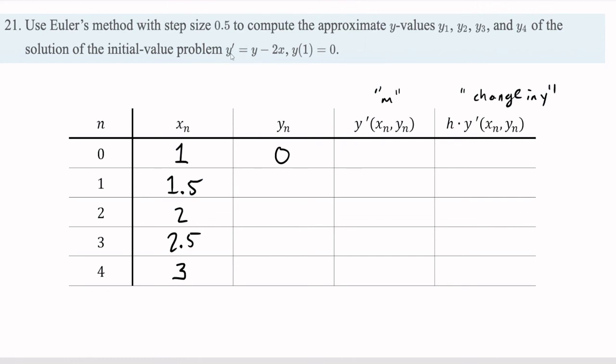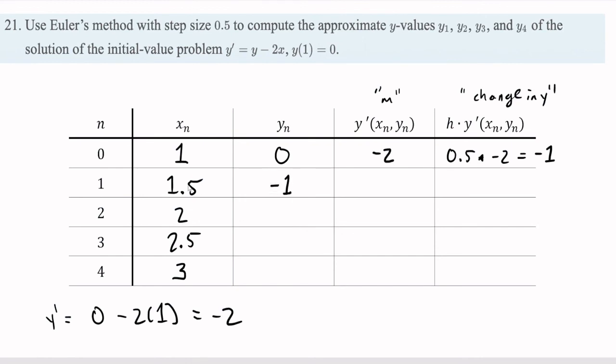We get this slope by plugging in here, right? So then I take my 1 and my 0 and I plug in. So this first one here will be y prime equals, okay, plug y in, that's 0, minus 2 times x, which is negative 2, boom. Okay, then I multiply that by my step size, 0.5 times negative 2 is negative 1. Okay, so what is this telling me? It's telling me you started at the point (1, 0). Take a step of size 0.5 to the right, go down one. So this was me. I went a step of 0.5. I went now down one because that's what this says to do.